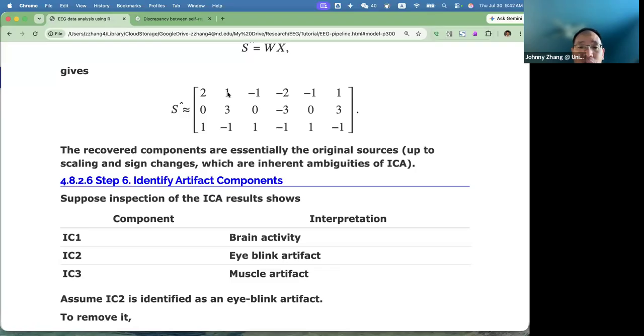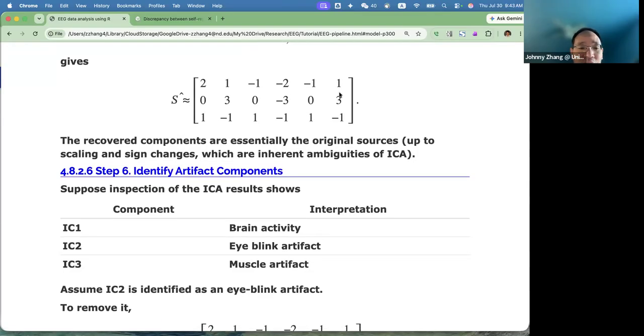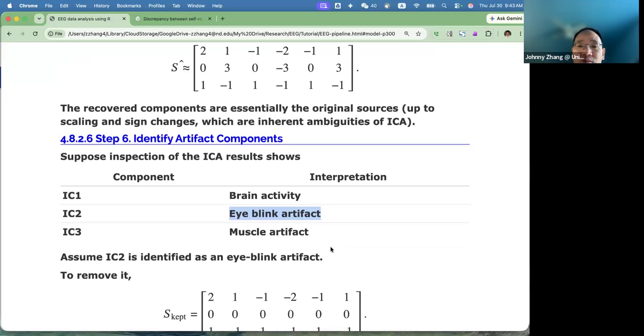Using those source signals, we can identify what they are, right? And then we can use different ways to check those source signals to see whether they are true brain imaging, brain activity information, or related to other artifacts, for example, eye blink or heart rate or something else. Assume we identify the artifact, the second component, is eye blink. We certainly know this in this example. And we want to remove this eye blink signal from our EEG data.